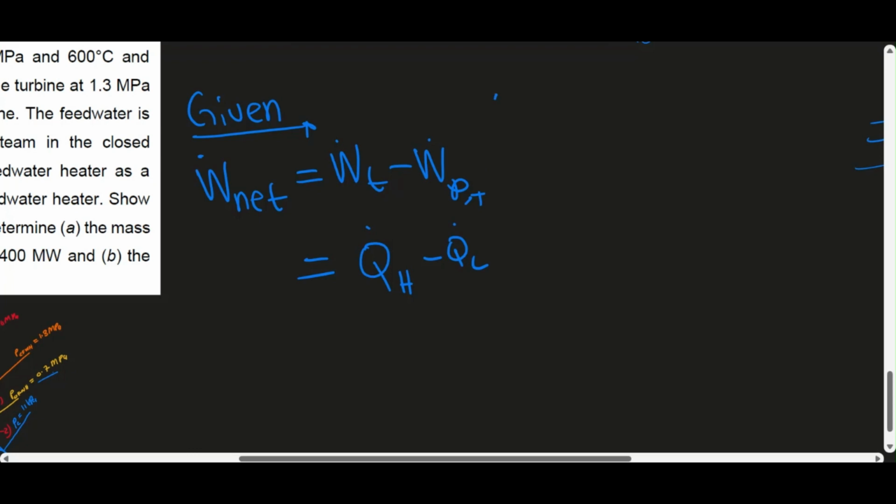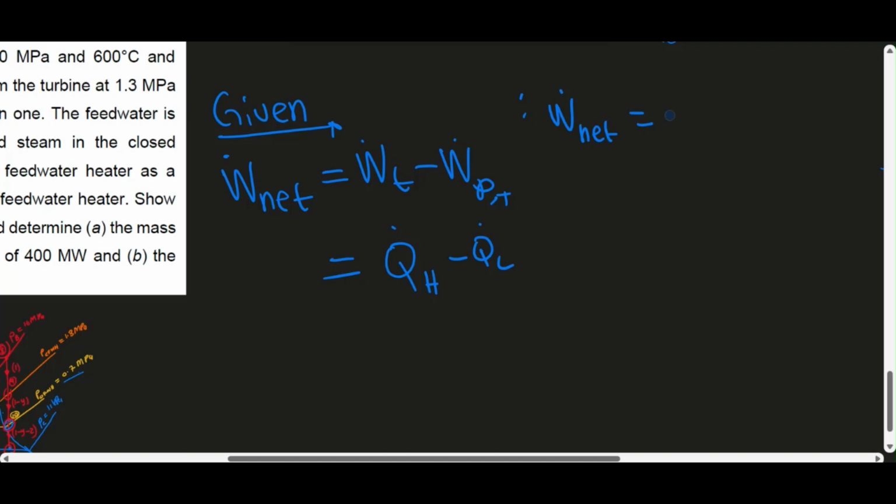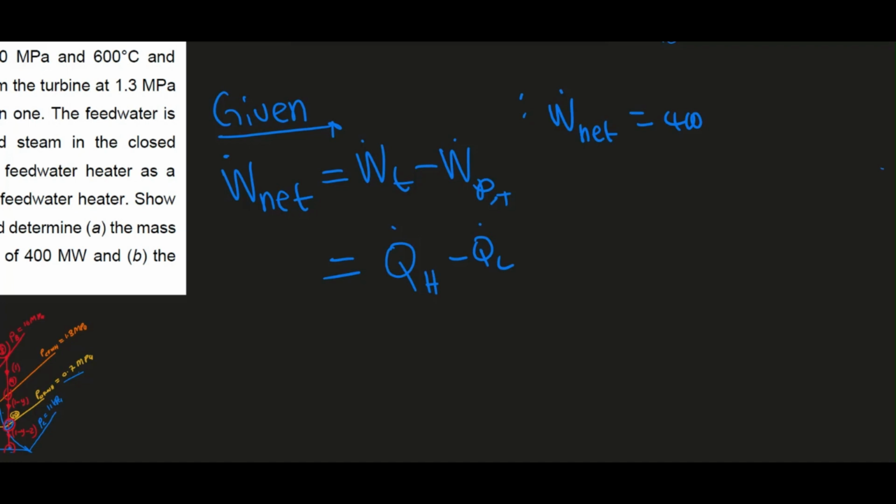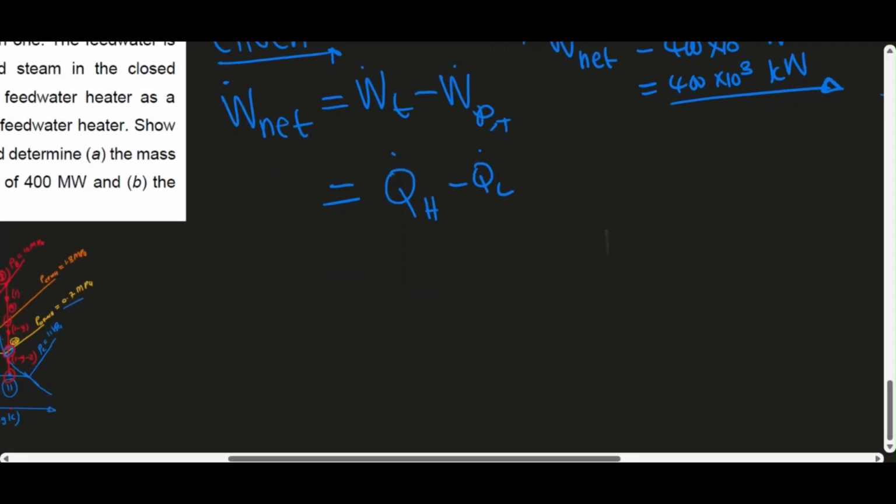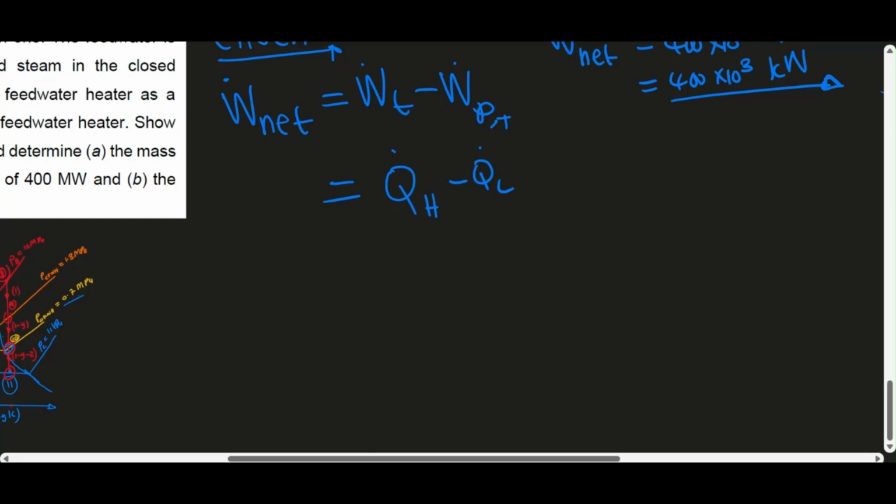Yes, but the problem gives us that work net is equal to 400 megawatts. So 400 megawatts times 10 to the power 6 watts. Let's convert this to kilowatts, times 10 to the power 3 kilowatts. Right. So I can write that in terms of QH.